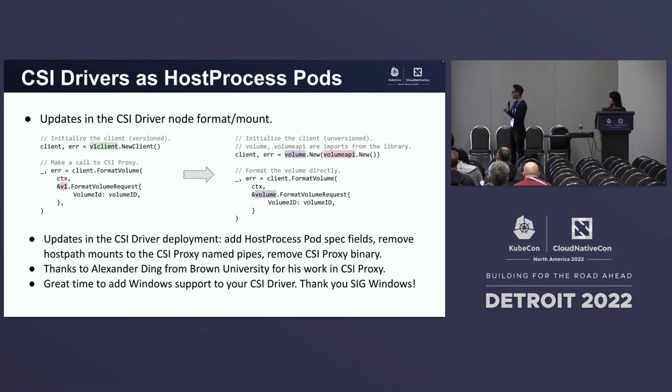So I would like to thank Alexander Ding from Brown University for the work that he already did in CSI proxy to make this work. And I also encourage everyone who has a CSI driver and doesn't have a Windows implementation yet to add Windows support to their CSI driver. I think it's now a great time. You don't have to support an additional proxy component. I would also like to thank SIG Windows for working on this, because they enabled us to remove a lot of code that is needed. With that, pass it back to Xing.